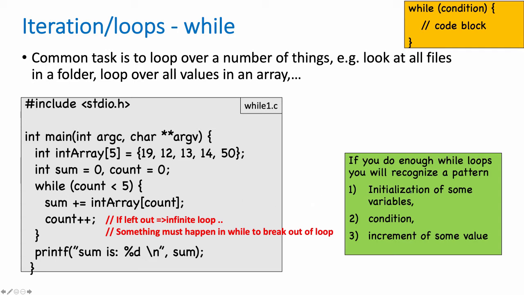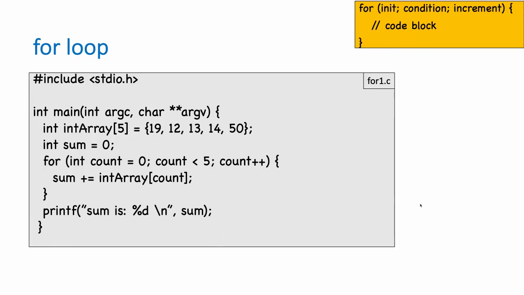There's some initialization of some variables. For example, we're initializing count equals 0 and sum equals 0. Then there's some condition we're going to test, and then we're going to increment by some value. So a quicker way to do it is to use the for loop. So this is the for loop. The for loop takes some initialization statements, then some condition, and then some increment.